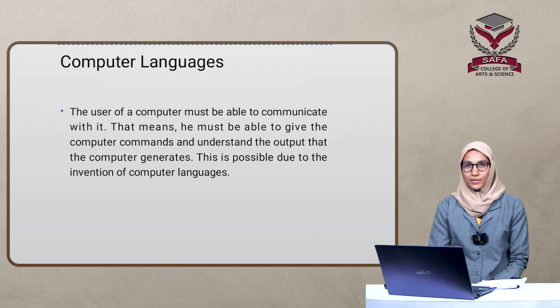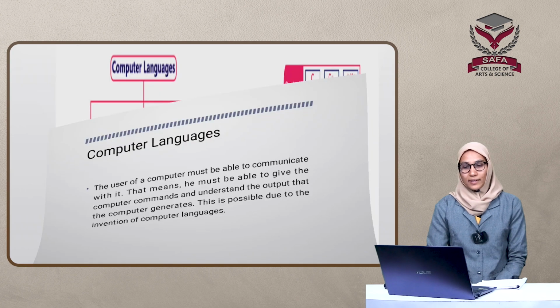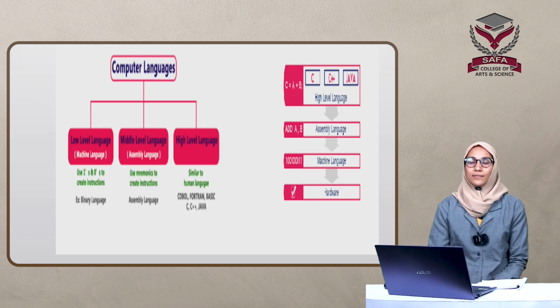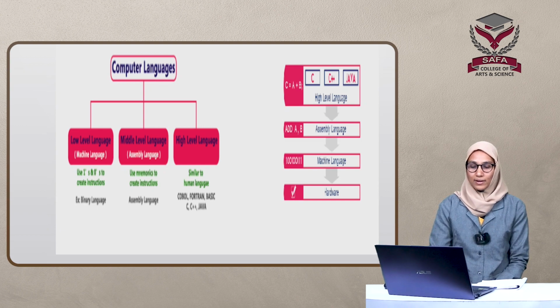The user of a computer must be able to communicate with it. That means the user gives commands, that means the user gives input and process. Then the computer produces meaningful information, that is known as output. So the user interacts with the computer using computer languages. There are three types of computer languages: low-level language or machine language, assembly language, and the third one is high-level language.